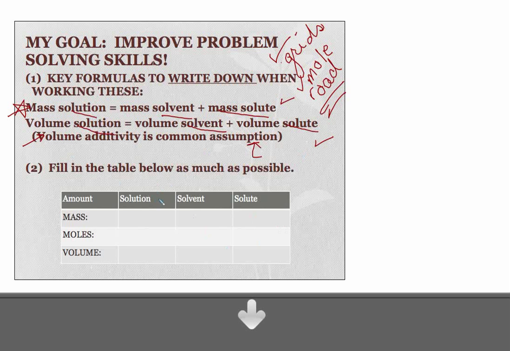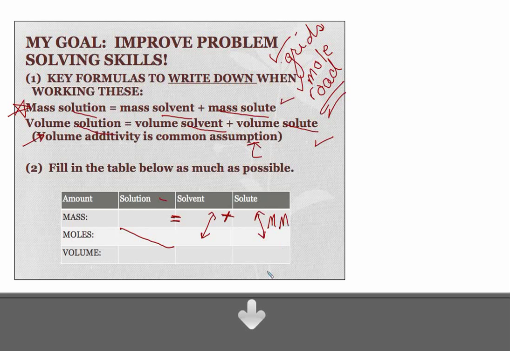Then we're going to fill out this table. So really what we have up at the top, especially for mass, is that the mass of solution is going to equal the solvent plus your solute. So your goal is to fill out as much of this as possible. Now, we really won't be using a few of these too much. For example, you can't go from mass to moles of a mixture. That's only for a pure substance. We will be able to do it for our solvent. We will be able to do mass to moles for our solvent and mass to moles for our solute.